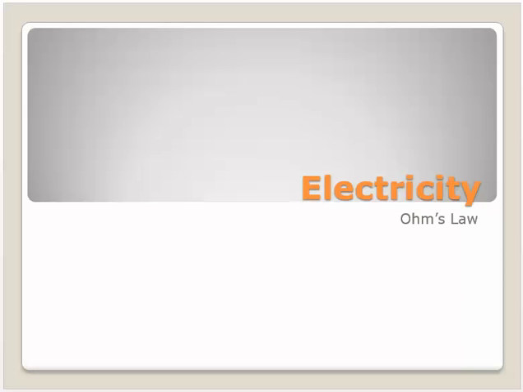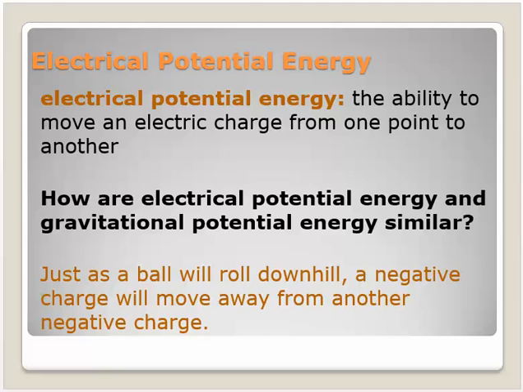Welcome back. Today we're going to be talking about electricity, specifically Ohm's law. We're going to talk about electrical potential energy. Now we've talked about different types of potential energy. We had chemical, we had gravitational. Today we're talking about electrical potential energy. Electrical potential energy is the ability to move an electric charge from one point to another.